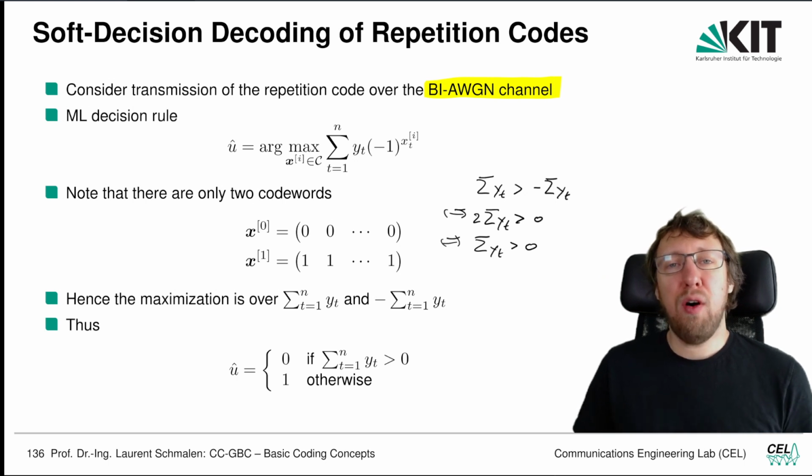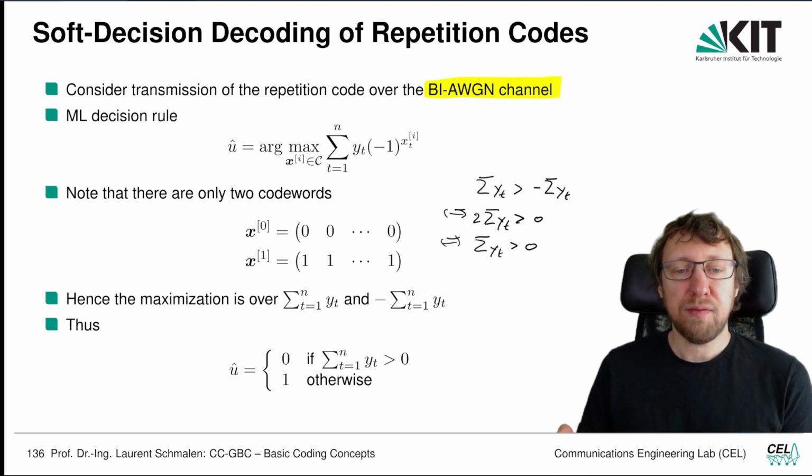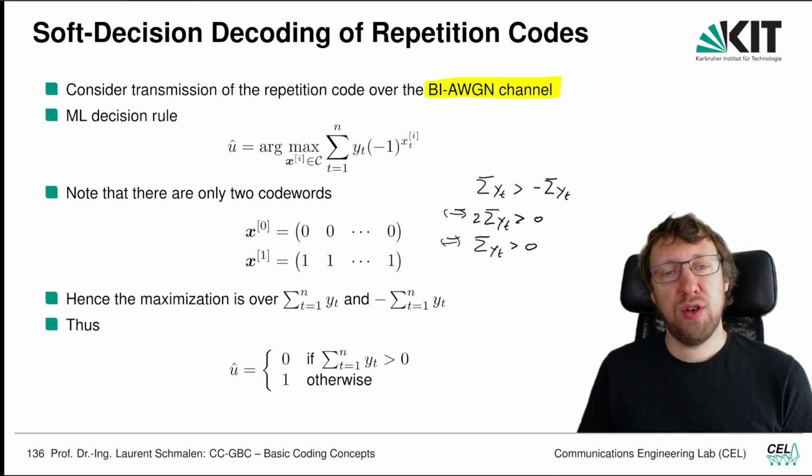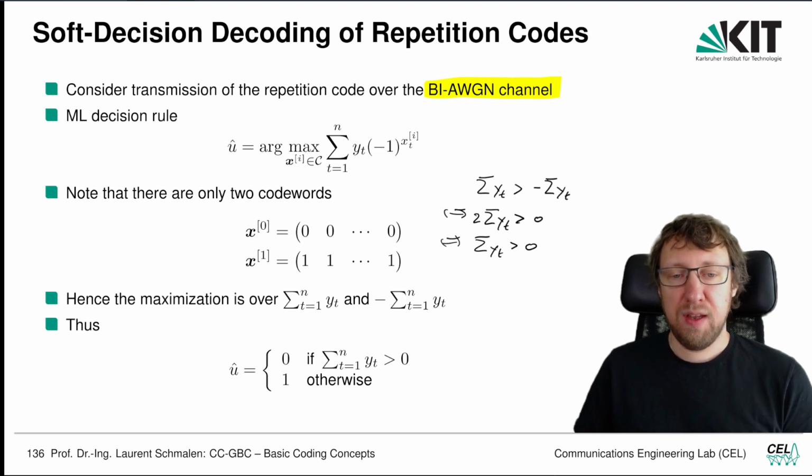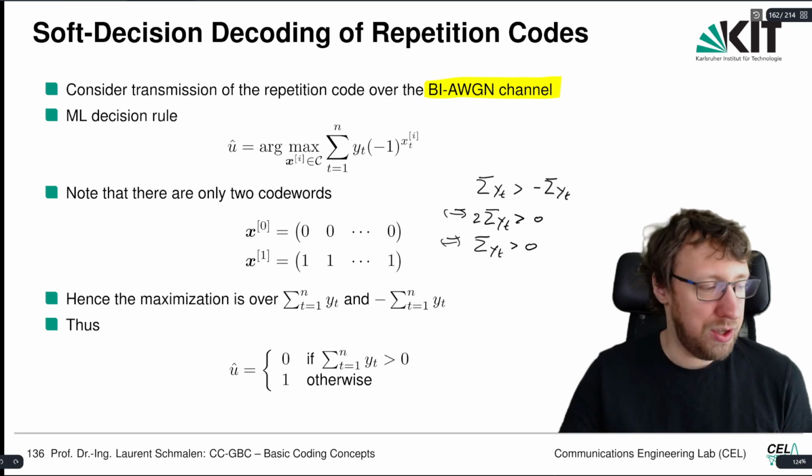So that's an equivalent statement. So if the sum of all the received values is larger than 0, we decode to a 0. And otherwise, we decode to a 1. Then it means the sum of yt is smaller than or equal to 0. That's the maximum likelihood decoder on the binary input AWGN channel.